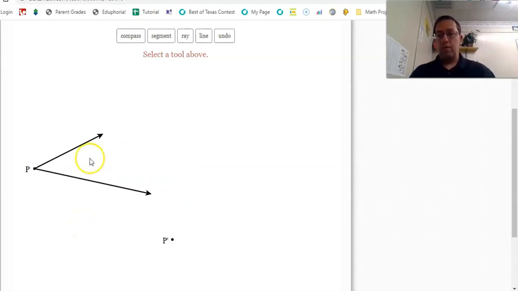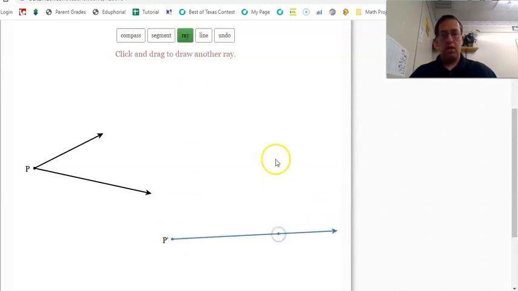So what I want to do is copy this angle over here to P prime. I'm going to take angle P and copy it over to P prime. Step one, draw a ray. Anytime you're doing a construction, you're going to need some kind of ray. This is the foundation for everything you build on, just like when building a house, you have to have some kind of foundation. This foundation is going to be a ray.